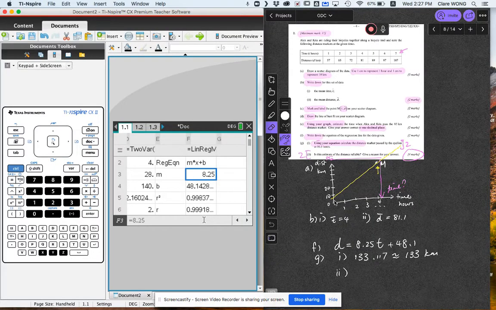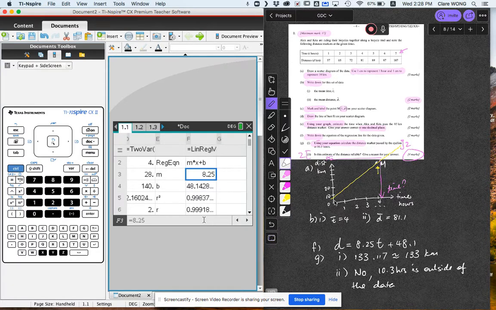So we can see that this part should be 2 marks. First, state your conclusion. Is it reliable or not? So you can say, no, it is not reliable because 10.3 hours is outside of the data range given.